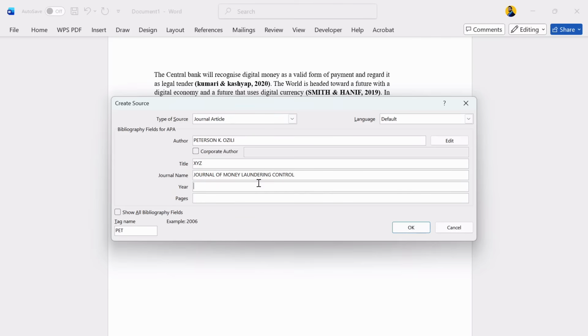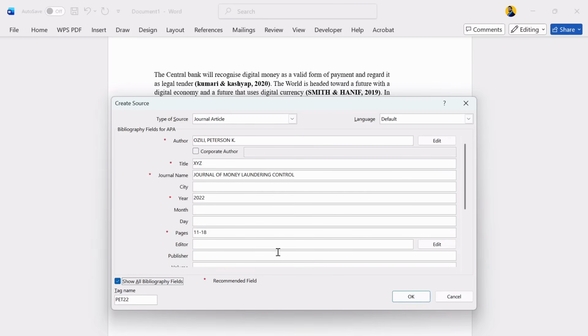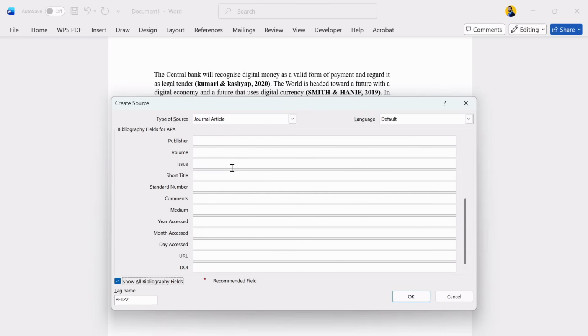Year was given to us as 2022. Pages were assigned to us as 11 to 18. Similarly, volume is also given to us, so we will mention the volume. Volume is given to us as 12. And again, we will click OK.